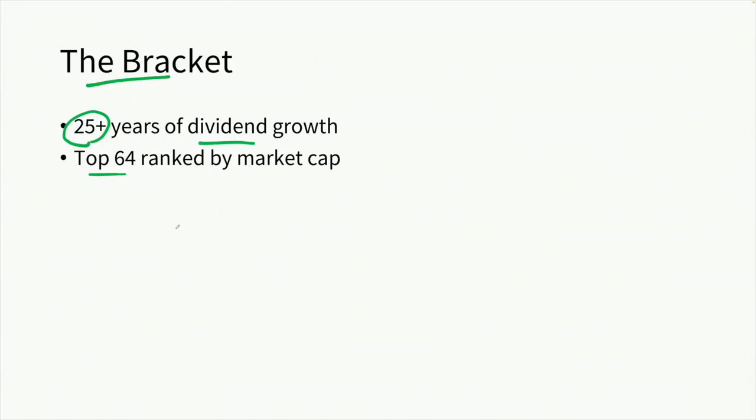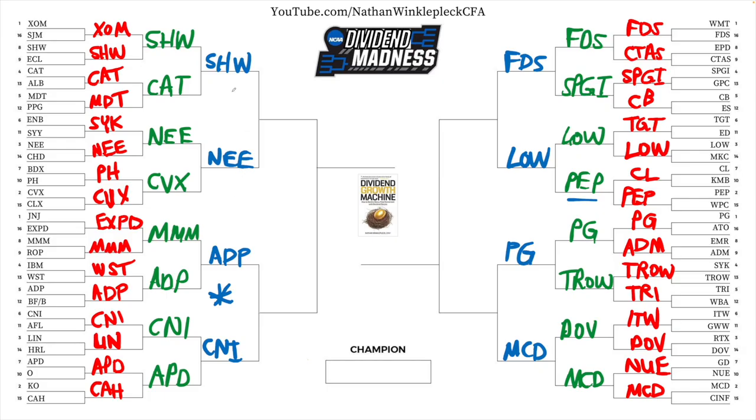And now, back to the Elite Eight. As a reminder, what I did was start with the 64 dividend aristocrats, which are those companies that have at least 25 consecutive years of dividend growth. I then ranked those by the highest 64 market caps. We're currently down to the Elite Eight. And in each round, we've focused on a different metric for determining the winner. For example, in the first round, we looked at competitive advantage. In the second round, we looked at different valuation metrics. And then to get to the Elite Eight, we looked specifically at dividend metrics.